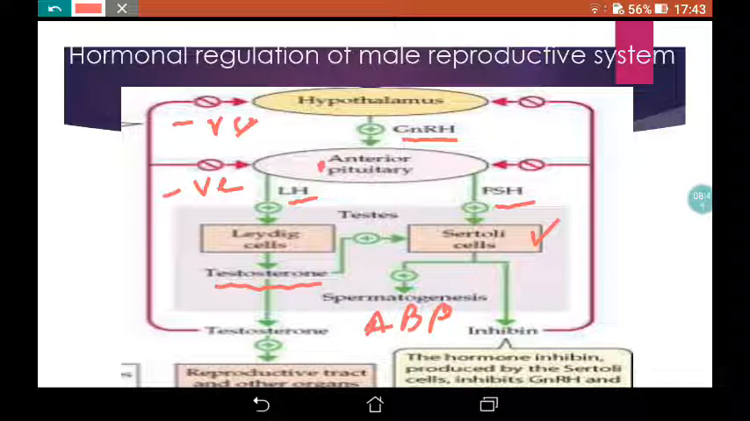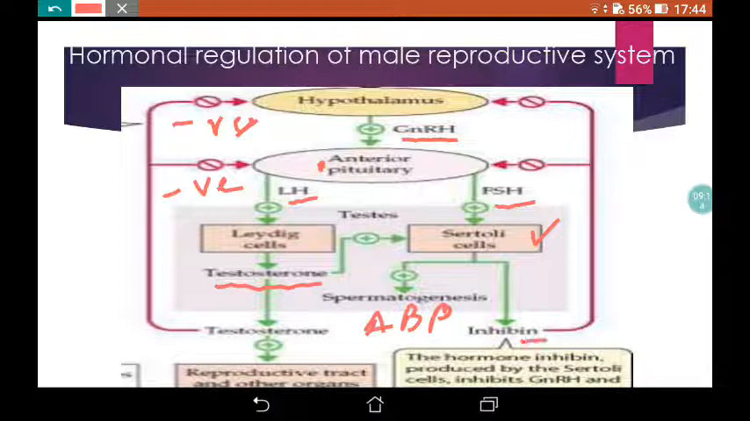What is the function of ABP? ABP helps in concentration of testosterone, due to which the spermatids get converted into the spermatozoa. The spermatids feed on this concentrated testosterone, and because of that they can get converted into the spermatozoa. This process is called spermiogenesis. Clear? But it can also release inhibin.